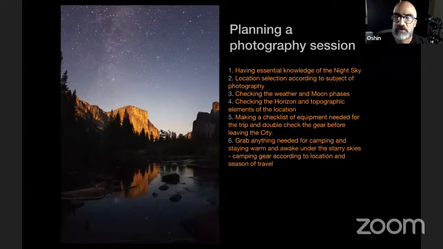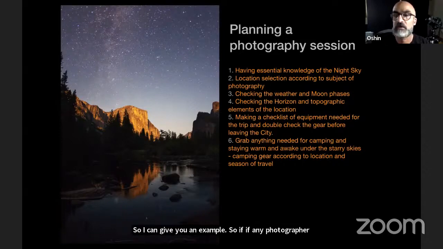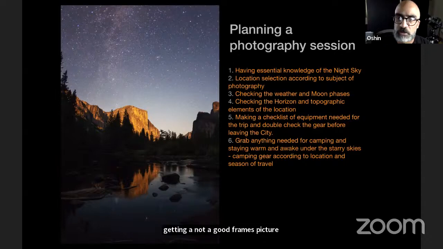So I can give you an example. If a photographer doesn't know the names of the stars or the main stars in any constellation, they might be in a very good location to photograph, but they might end up getting a badly framed picture of the constellation Orion, without showing all the stars of the constellation in the picture.